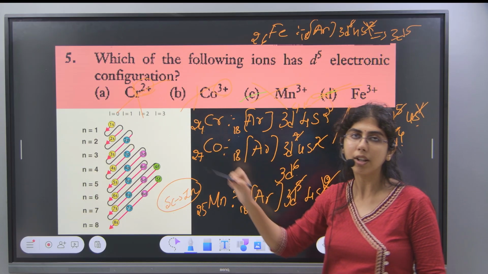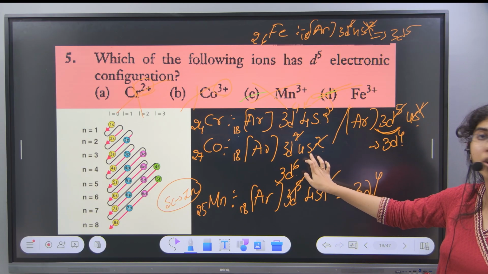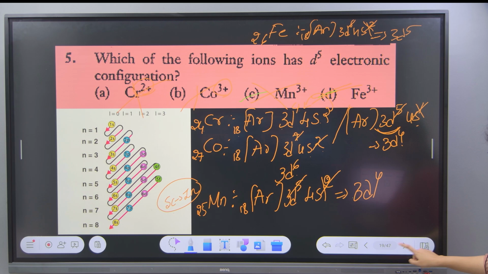Okay, this is how you do it. If they give you an ion, start removing electrons from the outermost shell, which is 4s. Then go to 3d.